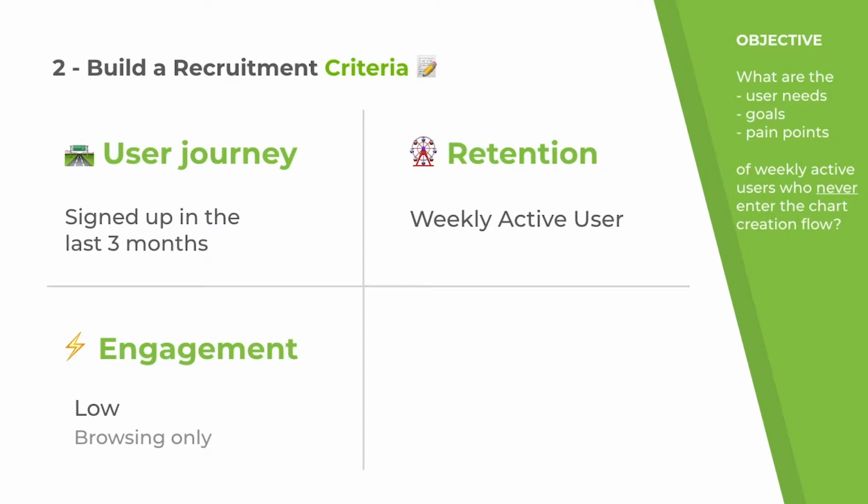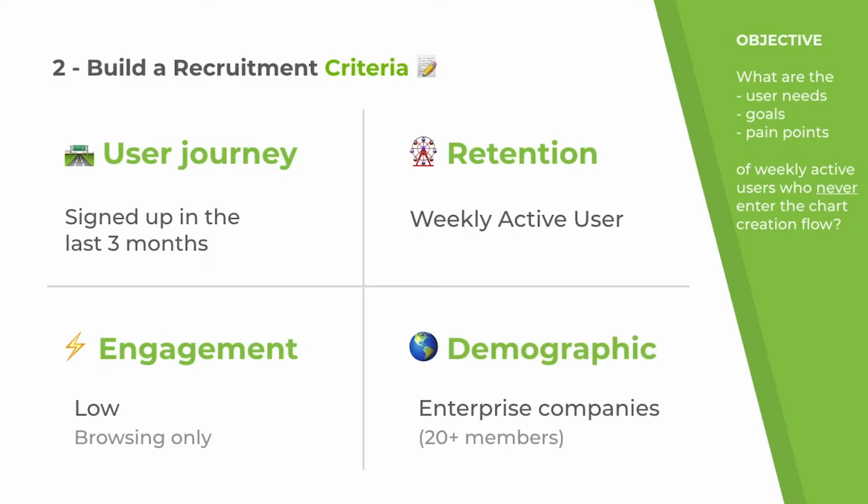Their engagement is very low. They're just browsing the pages. They're not doing anything. And then finally, we wanted to talk to users who were enterprise because these were also users who exhibited behaviors of low engagement. So you're not limited to these 4 categories. There are actually a lot of other ways that you can create that recruitment criteria.